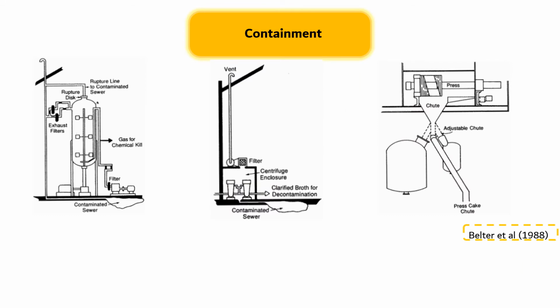There are two levels of containment. First, primary containment: sealing of individual process equipment. This is a common practice for processes involving pathogenic or recombinant organisms.